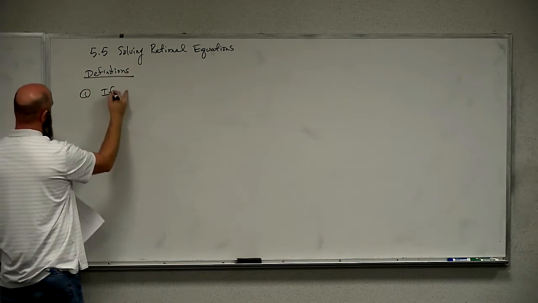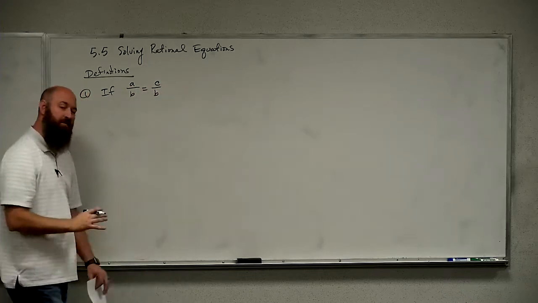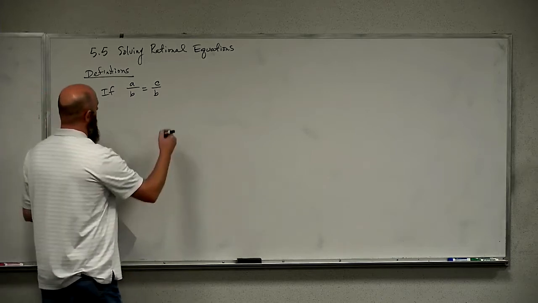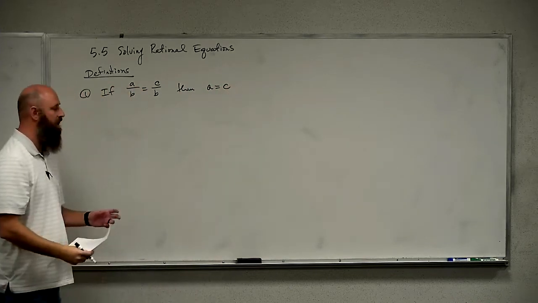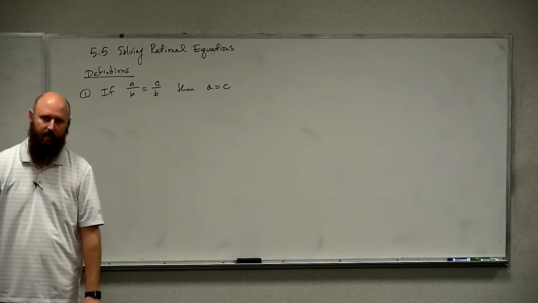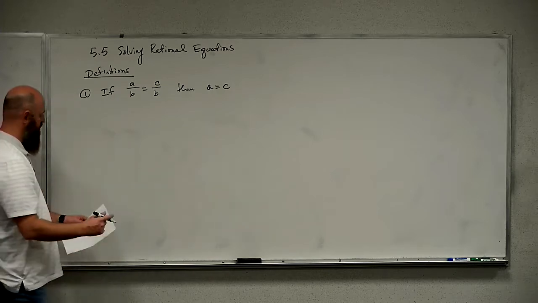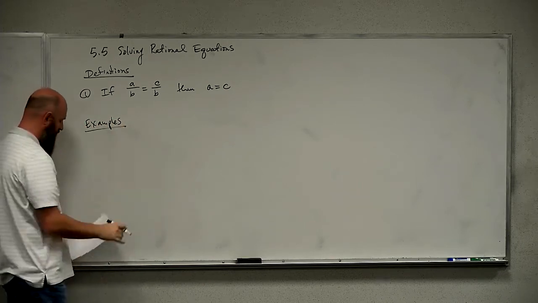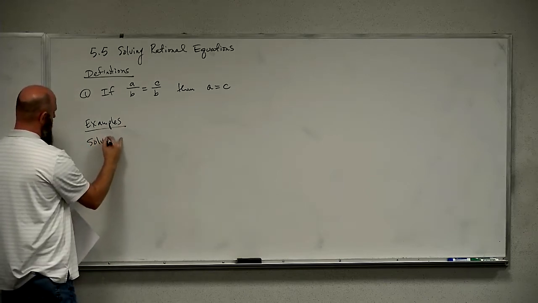All right, it just is if A over B equals C over B. So if a fraction equals a fraction that has the same denominator, okay, then A must equal C. So if the denominators are the same, then the tops must by default be the same. So we want to use that to our advantage on those, okay? So let's look at examples and how to apply that to begin with here. And so we want to solve.